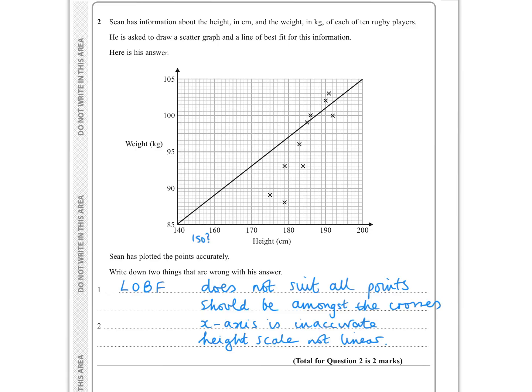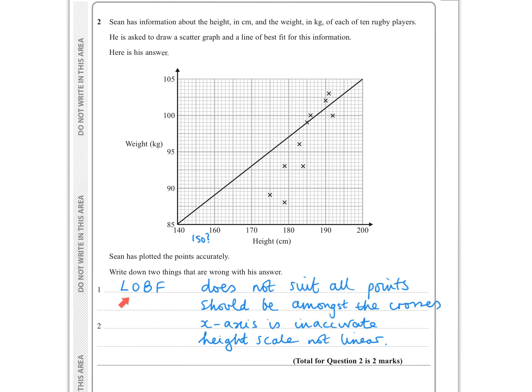Question 2. I've written some answers on here already. LOBF means line of best fit. So Sean has information about the height in centimetres and weight in kilograms of each of 10 rugby players. He's asked to draw a scatter graph and find a line of best fit. There's his answer. Sean has plotted the points accurately. Write down 2 things that are wrong with his answer.